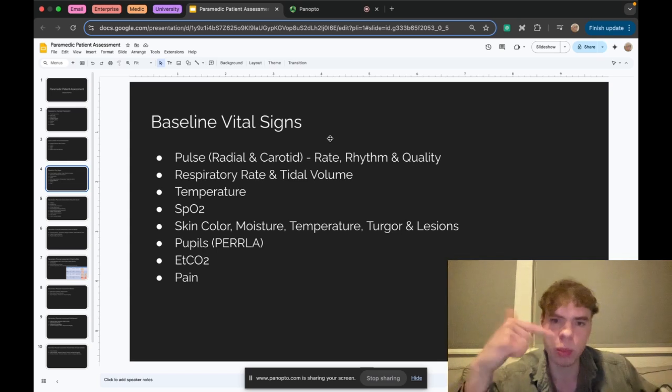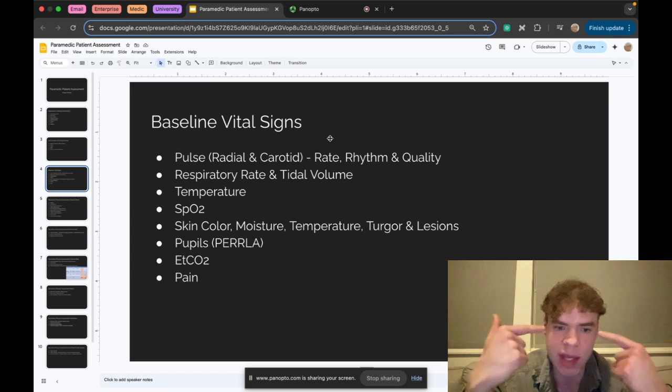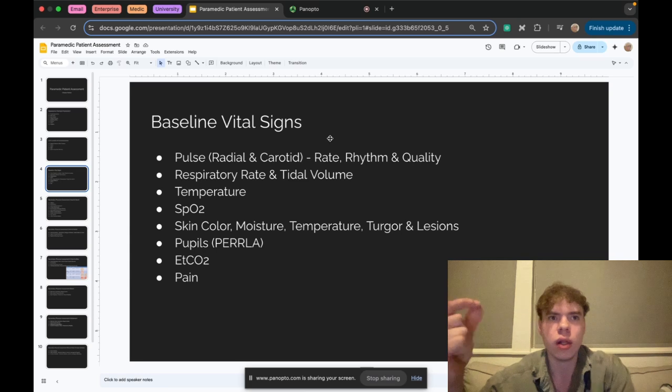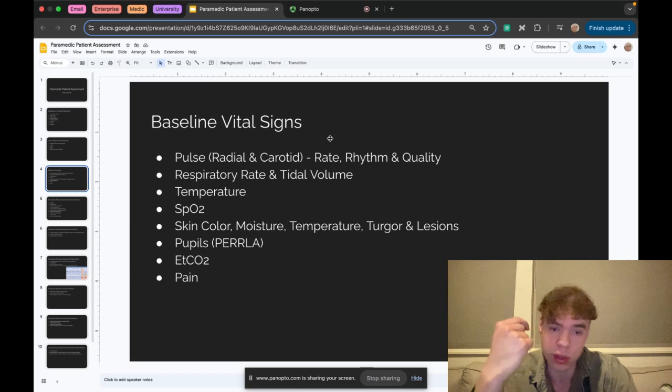Also, assess the pupils with the pin light with the acronym PERLA. So PERLA stands for pupils equal, round, and reactive to light, I believe. Because when you're assessing the pupils, you want to make sure that the pupils are equal in size, they're round, and they're reactive to light. So most EMTs have what's called a pin light, which is a flashlight you can just shine in the eyes for a second.